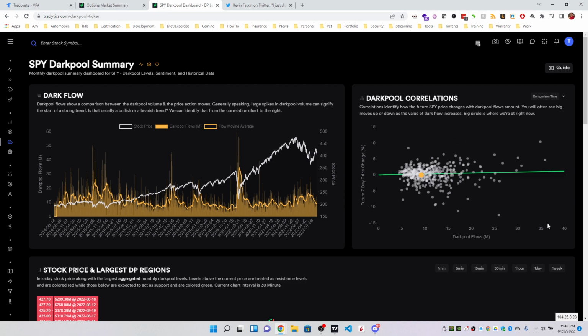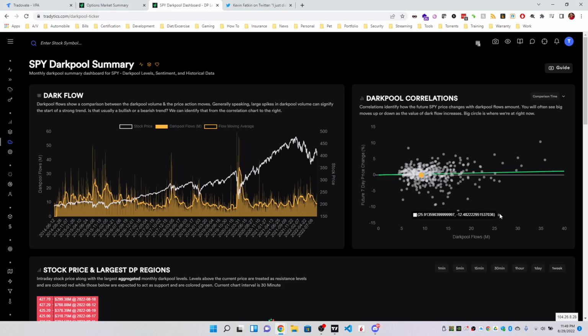At this point in time, we can see that we had 35 million dark pool flows coming in. And if we hover over this, we can see that there was a 10% change in SPY's price based off these 35 million flows coming in. So when we had this huge spike, we had a 10% positive change in SPY's price.